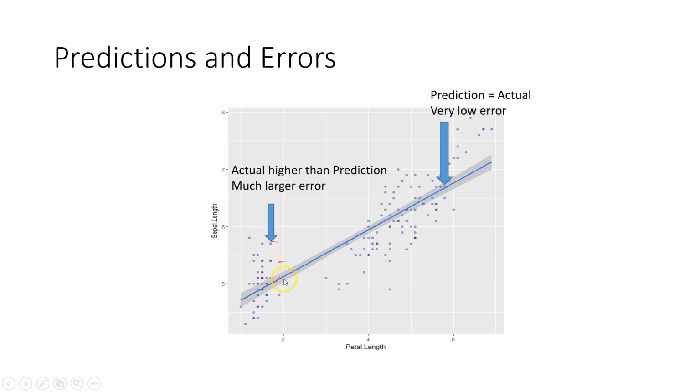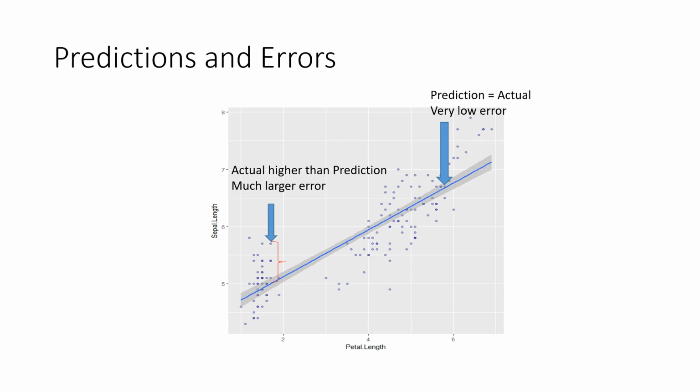This is our line, though, and so we see that this value is actually quite a ways away from our line. This distance from the actual value to the predicted value is going to be our error, and that's a pretty big error for that particular measurement. But when you get up here, you see that this is almost right on the regression line, so it has a very small error.